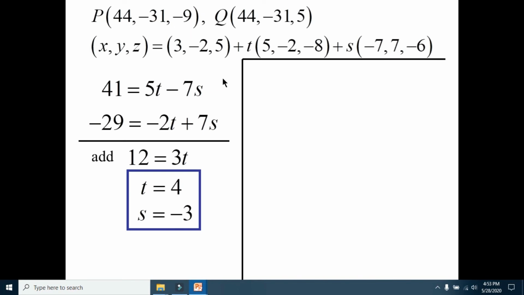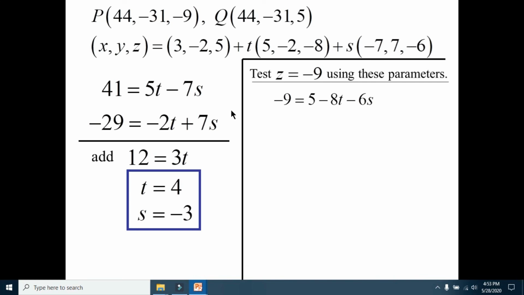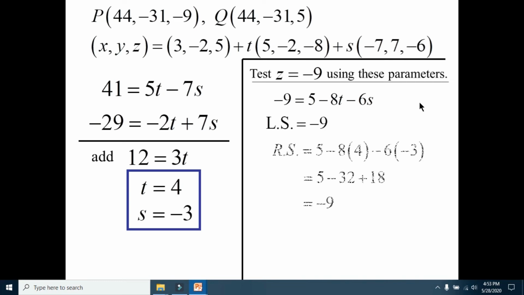Let's see if it satisfies our z coordinate. Test: z equals minus 9 using these parameters. If it works, then minus 9 will have to equal 5 minus 8t minus 6s. We don't know if it does, that's why we separate the sides. The left side is minus 9, and the right side is 5 minus 8 times t, which is 4, minus 6 times s, which is minus 3. Doing the math, we get 5 minus 32 plus 18, which is minus 9.